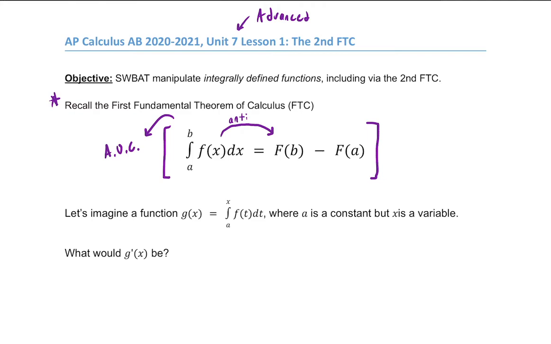But what I want you to imagine, and here's the second fundamental theorem of calculus. Let's imagine a function, I'm going to call it g of x, where normally a and b, right, these are constants, right? These are constant numbers, like from 2 to 4. Well, what happens when I change this, at least one of them, to a variable?